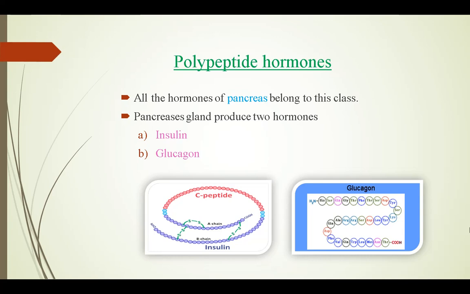Polypeptide hormones. All the hormones of the pancreas belong to this class. The pancreas is a long, narrow, lobed gland located behind the stomach. It produces 2 hormones, insulin and glucagon.